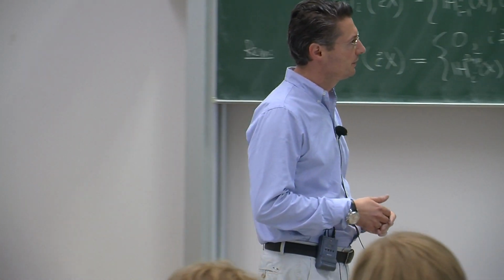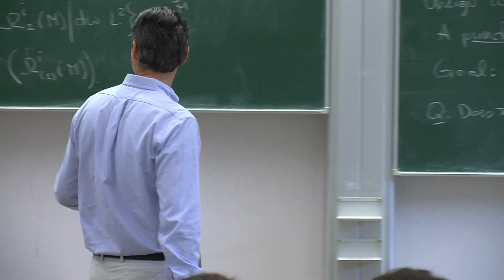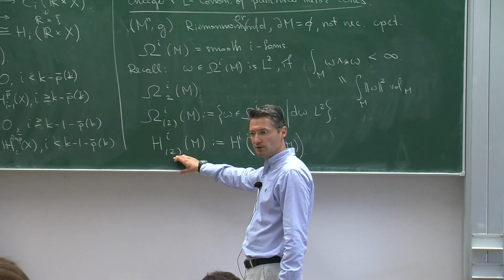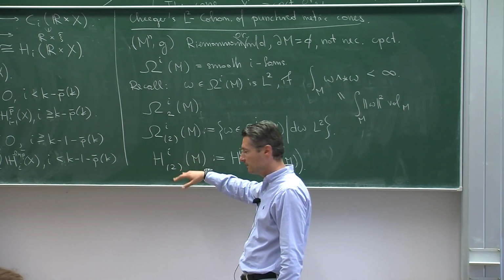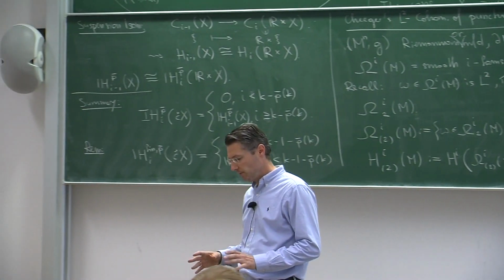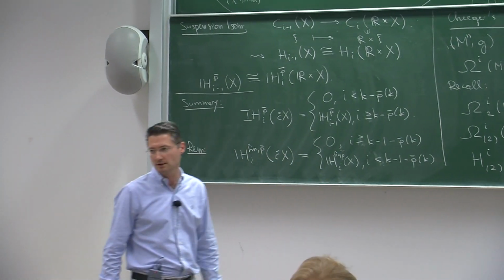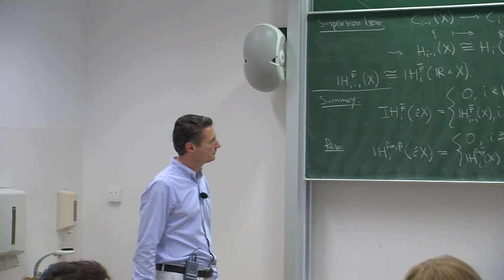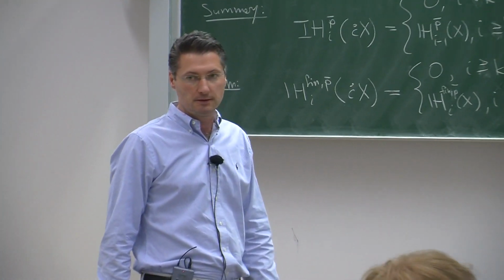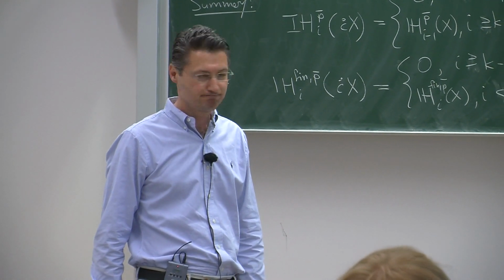Yeah, so of course these groups depend on the metric, but only up to quasi-isometry. So if you change the metric up to quasi-isometry, nothing happens. But otherwise, the groups depend strongly, of course, on the metric. Okay, thanks.